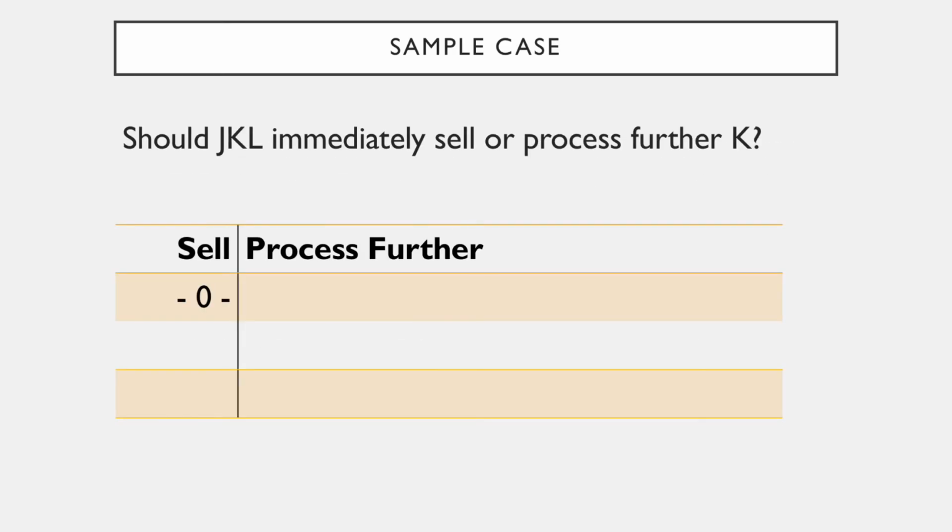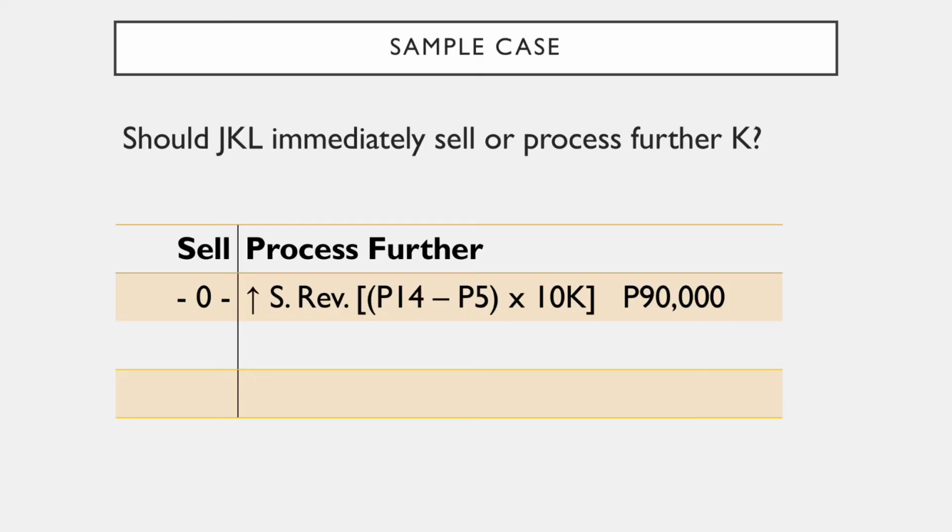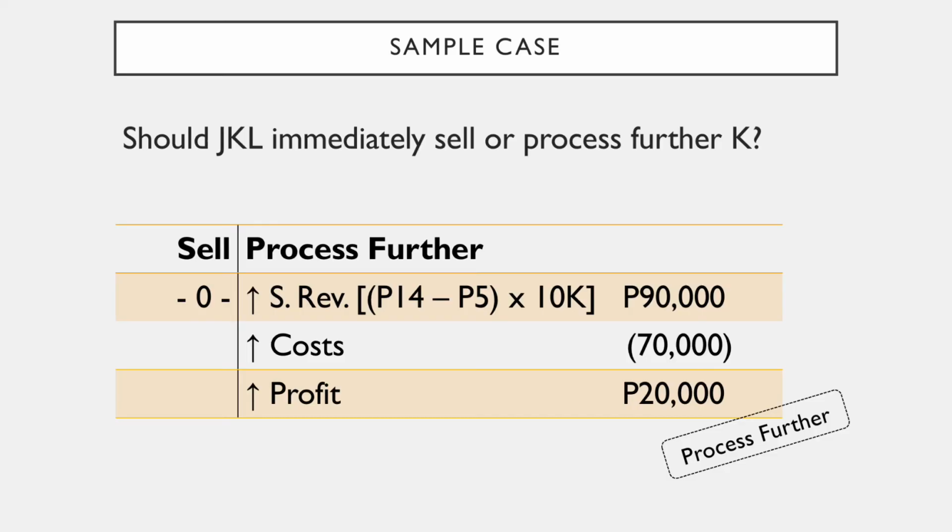Should JKL immediately sell or process further K? If K will be sold immediately, there would be no change in profit. Processing further K will increase the price from 5 to 14, and there are 10,000 units, so revenues will go up by 90,000 pesos. In order to process further, cost should increase by 70,000 pesos. This would result to an incremental profit of 20,000 pesos. Financially speaking, it would be advisable to process further K.